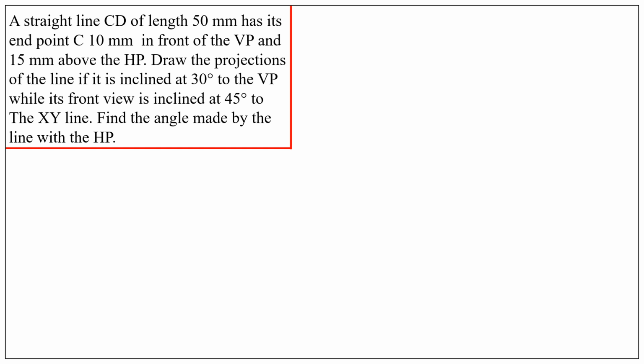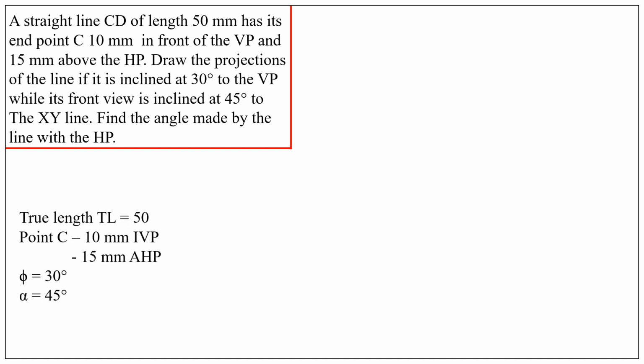The problem statement is given here, and the data are given in a concise form. True length is equal to 50 millimeters. Point C is 10 mm in front of the vertical plane and 15 mm above the horizontal plane. The angle of inclination of the line with VP, denoted by the symbol phi, is equal to 30 degrees. The apparent angle of inclination of the front view is equal to 45 degrees.